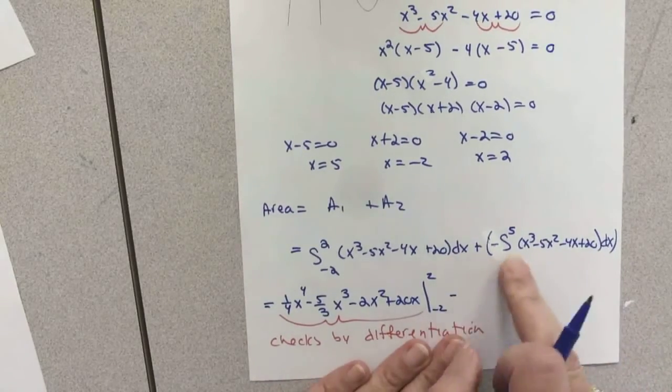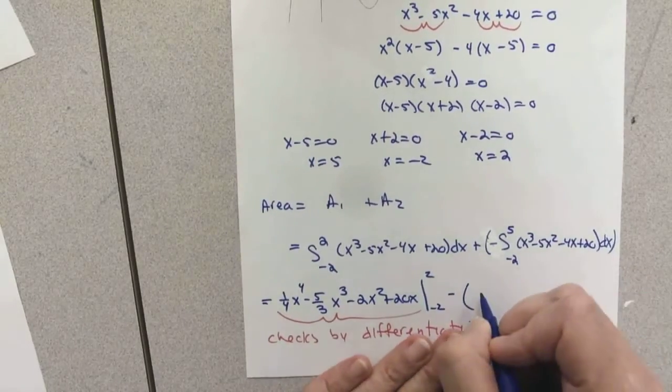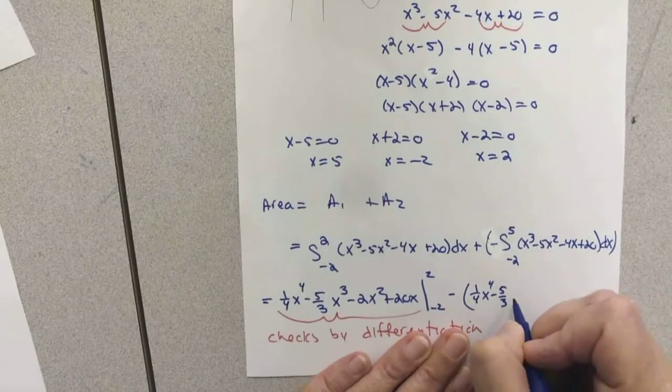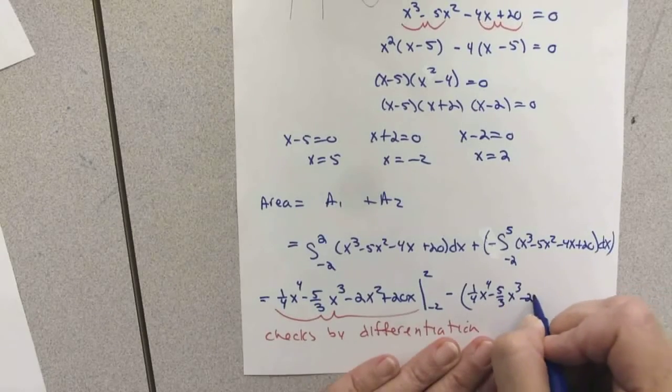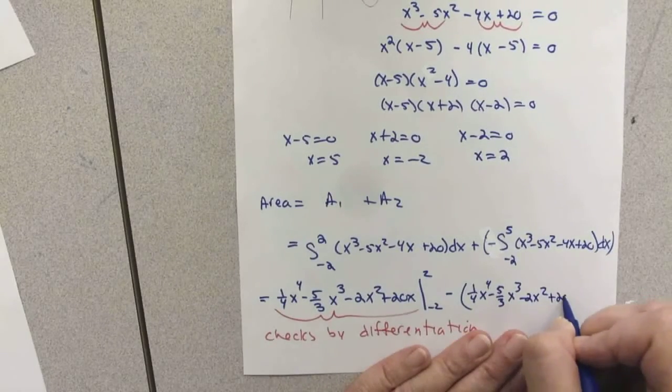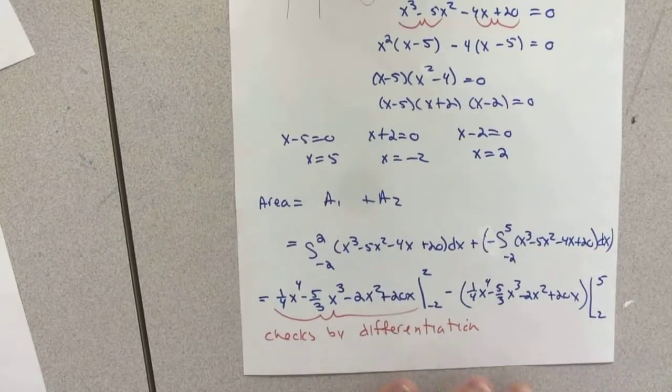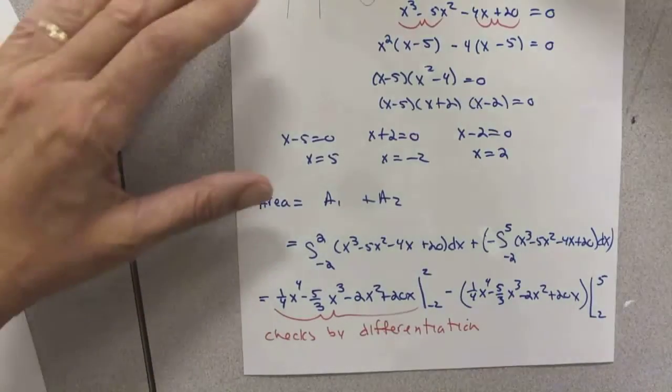And then this is going to be minus, plus, minus, minus. Same antiderivative, so 1/4 x to the 4th, minus 5/3 x cubed, minus 2x squared plus 20x, evaluated from negative 2 to 5. And now we work on the evaluation.